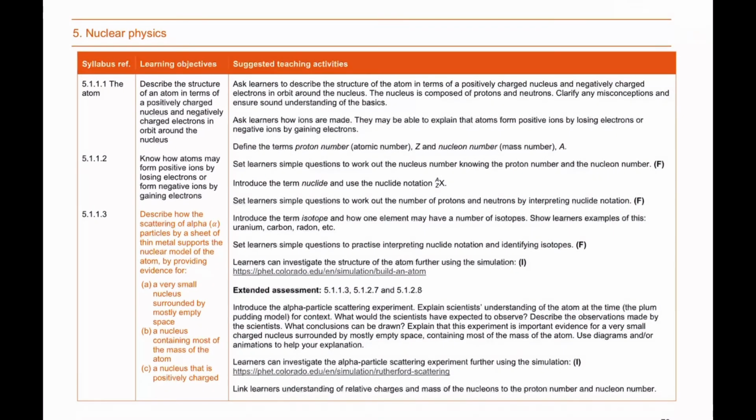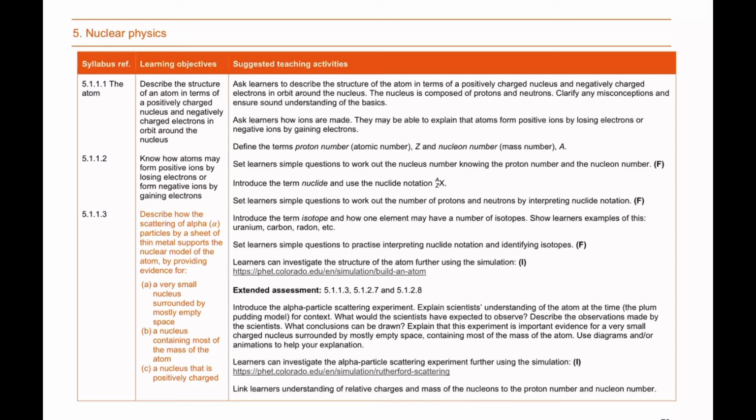Number 5. Nuclear physics. Key concept 5.1.1.1. The atom. Learning objectives. Describe the structure of an atom in terms of a positively charged nucleus and negatively charged electrons in orbit around the nucleus. Know how atoms may form positive ions by losing electrons or form negative ions by gaining electrons.